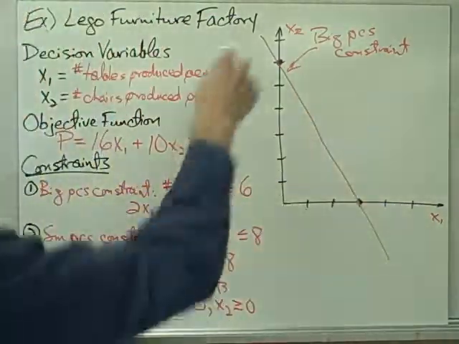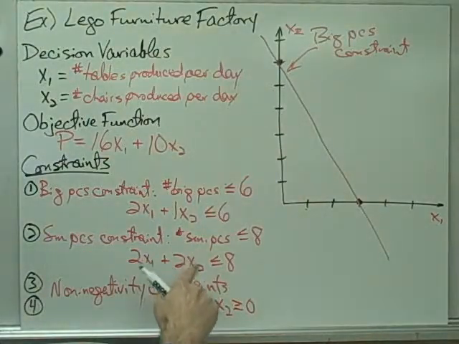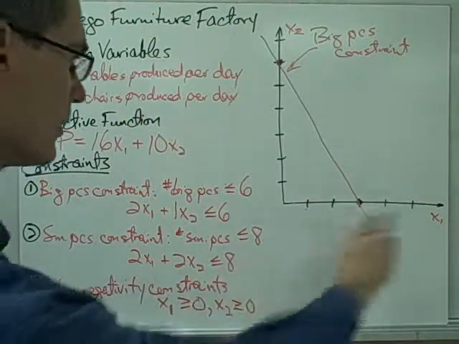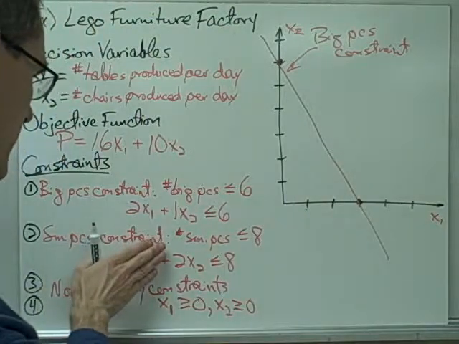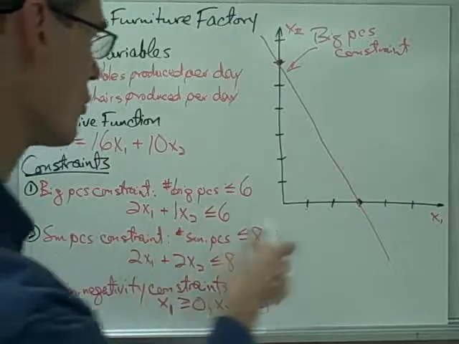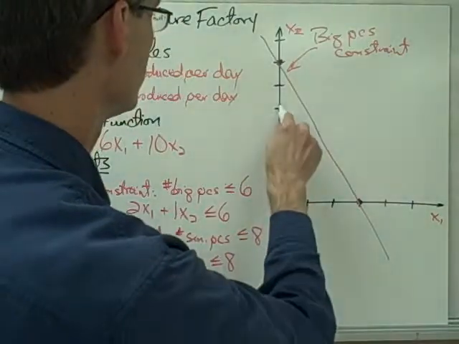So there's the graph of my big pieces constraint. Okay, my small pieces constraint, I'm going to do the same thing. If I let x1 be equal to 0, then this term goes away, and I've got 2 times x2 is 8, so x2 would be 4. So 1, 2, 3, 4.